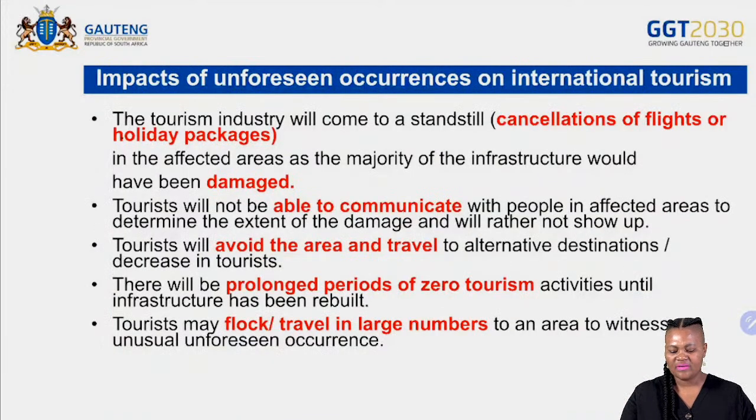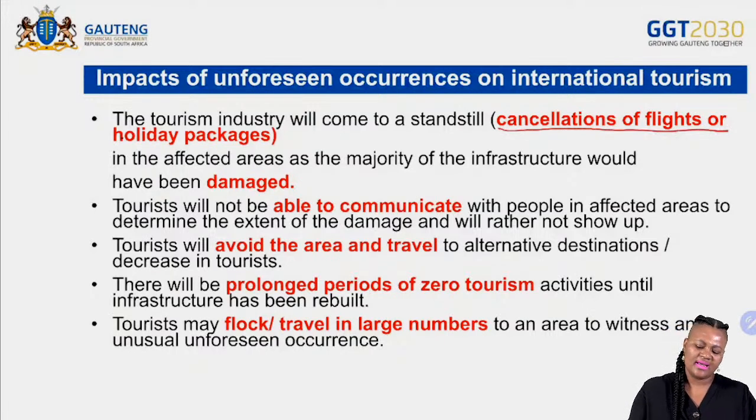And then the impacts of unforeseen occurrences on international tourism. The tourism industry will come to a standstill. So let's say maybe there is a natural disaster, or there is a disease outbreak, or there is an accident.